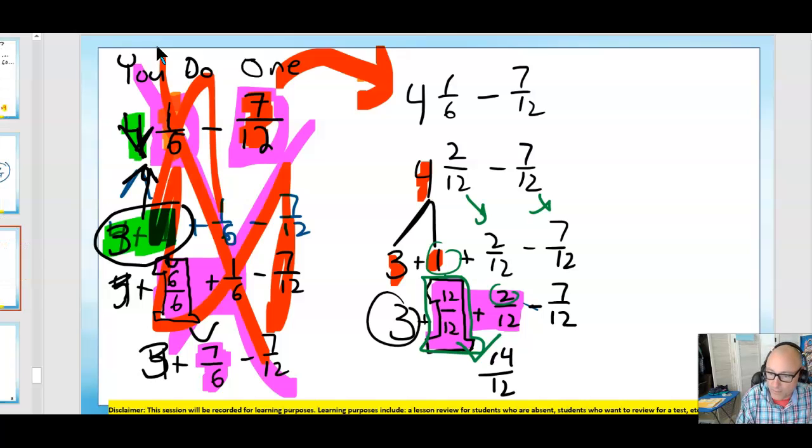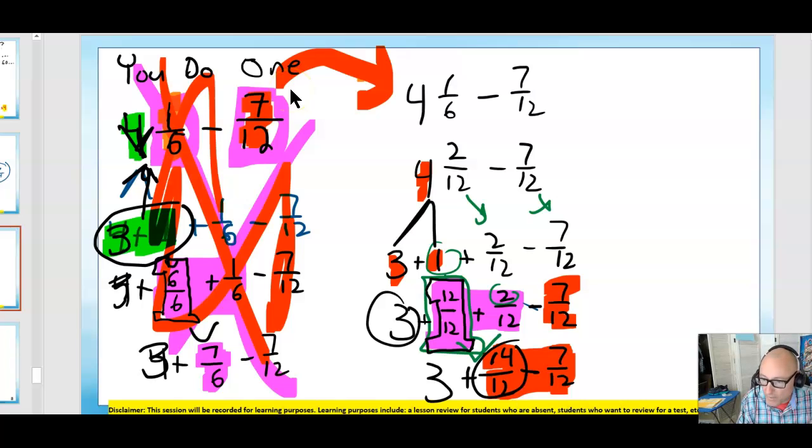But I still have my 3 whole pizzas over here that I didn't even cut yet. But now I got to give away pieces. I got to give away the whole kit and caboodle. I'm going to color code this red because this is what I'm giving away. I'm giving away 7 12ths. So 14 12ths minus 7 12ths. So 14 pieces of pizza, give away 7 pieces of pizza. I will have 7 pieces left out of this pizza, right?